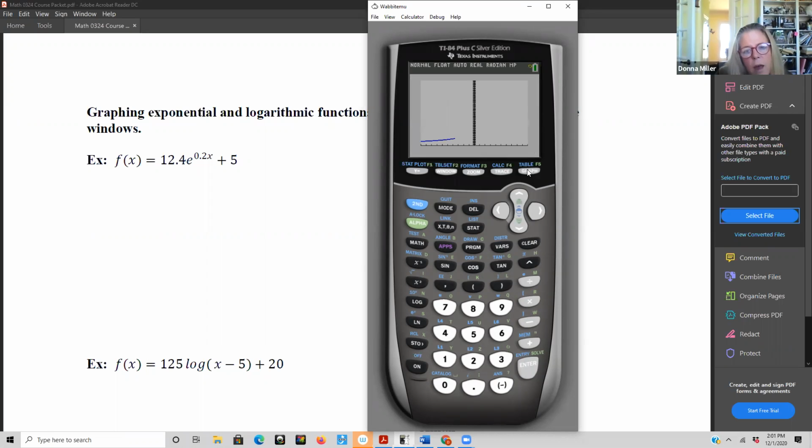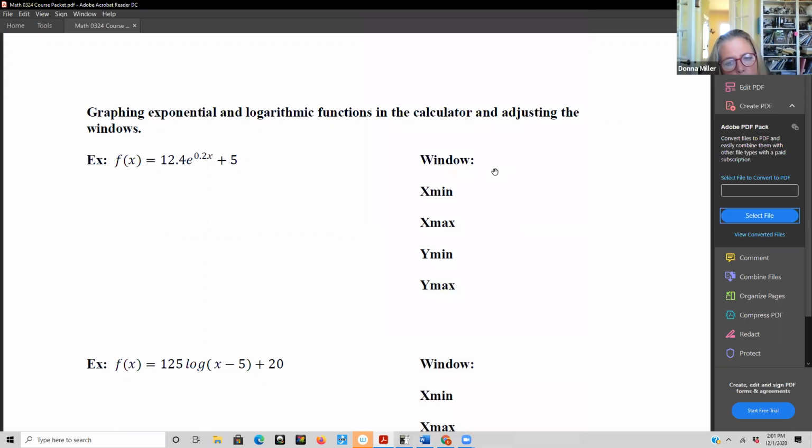So that's a pretty good graph. You can see the y-intercept. You can see that it doesn't get below 5. So there's a good window. I'm not going to write it because you guys could do that. So the x min is -10, x max is 10, y min 0, y max is 100. What you want to be able to do with exponentials is see that curve. You want to see it going up.